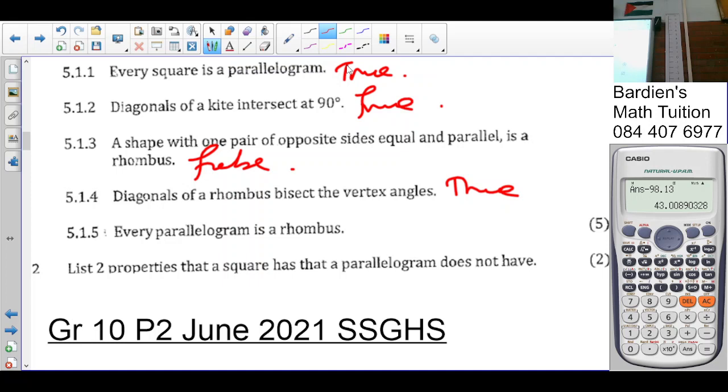Yes, okay. So, every parallelogram is a rhombus.